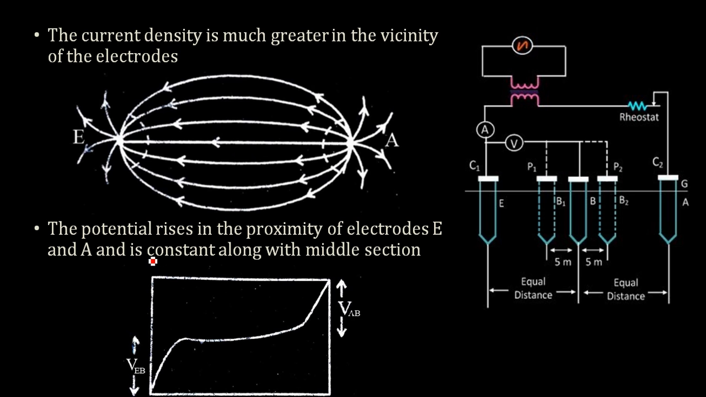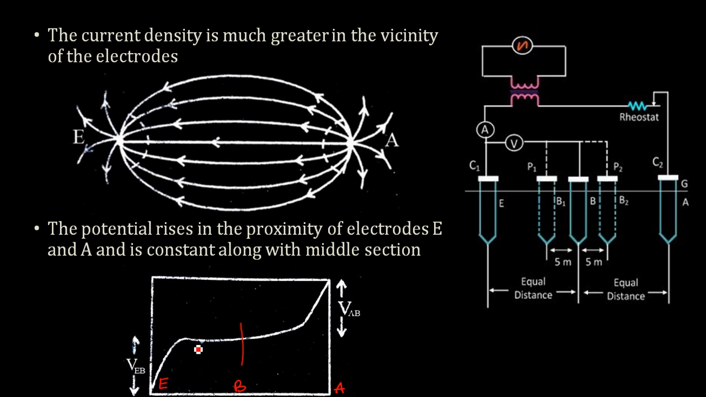Also the potential varies from E to A. So as we move from E to A, so this is point E, the potential also varies, and we can see that the potential is almost constant at the middle region where we are trying to place our electrode B. So this is the region where we are trying to place our electrode B, and this region is E, this is B, and this is A.